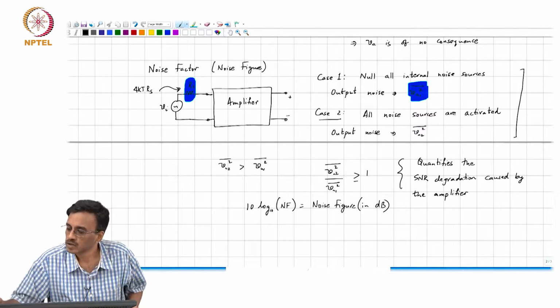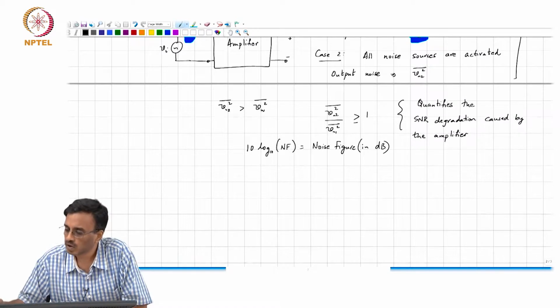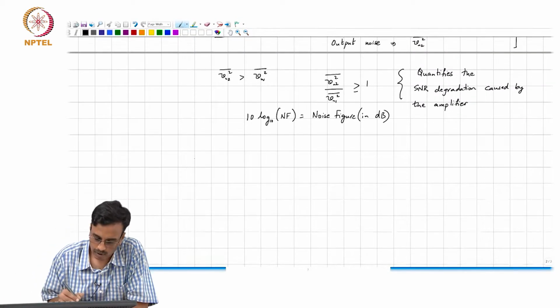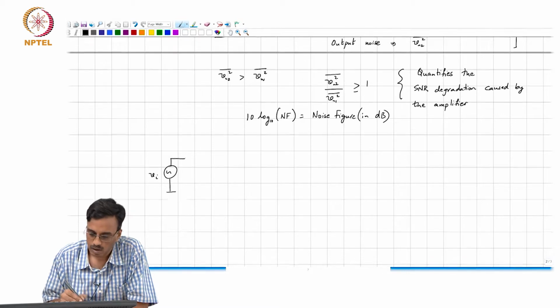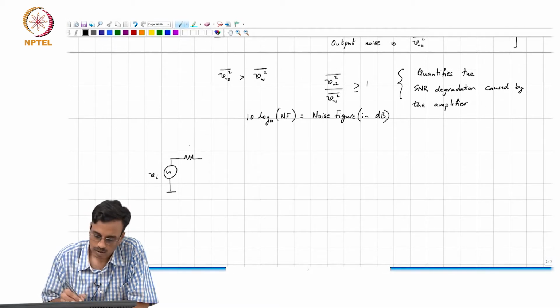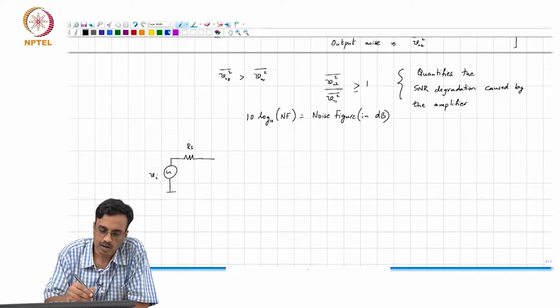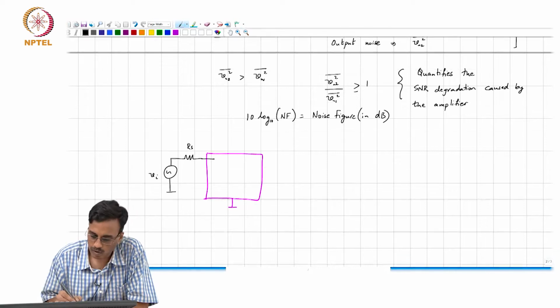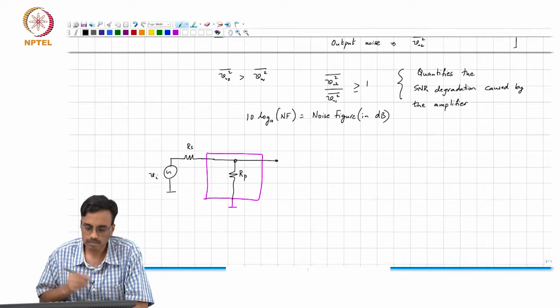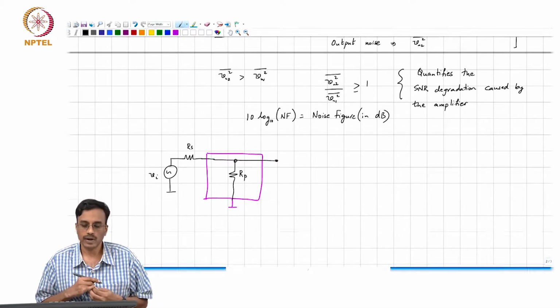All right. So, let us do some quick examples to help you figure out what the noise factor is. Let us say this is our source. This is RS, and this is within quotes our black box, and I am going to say, oh well, my black box simply has got a resistor RP.